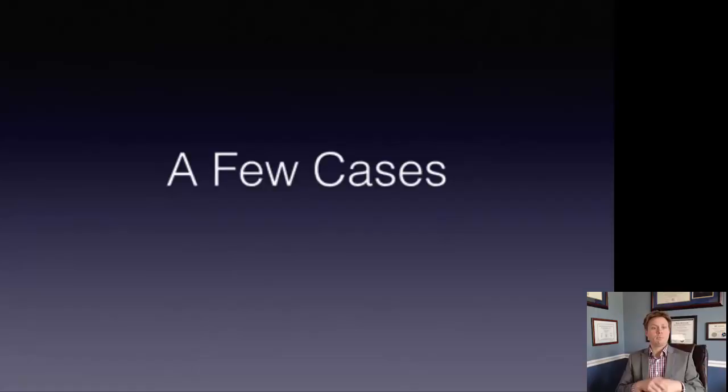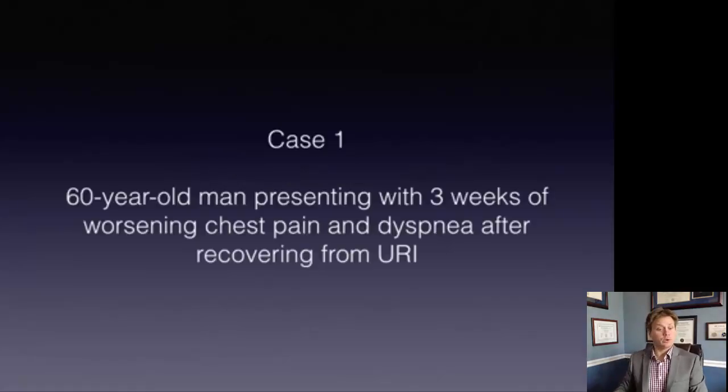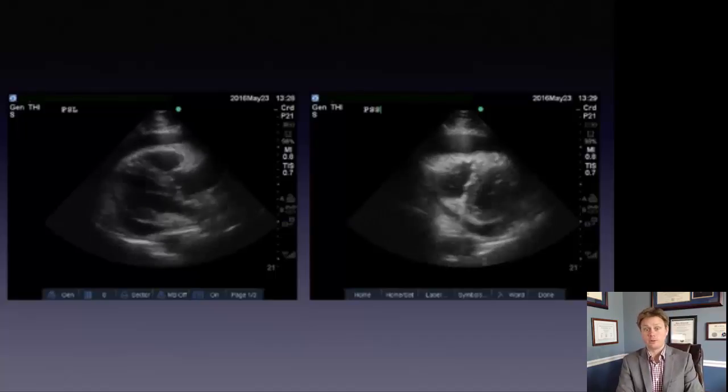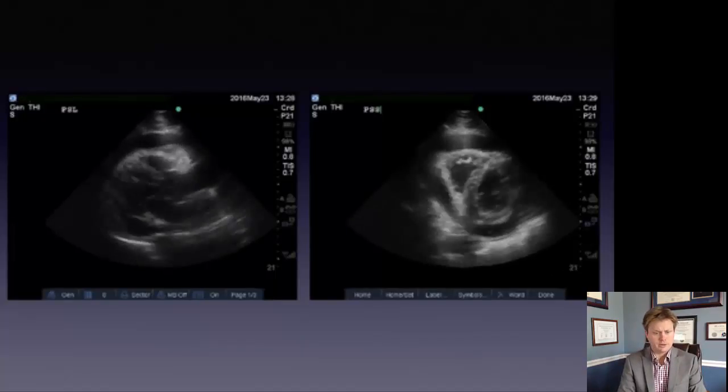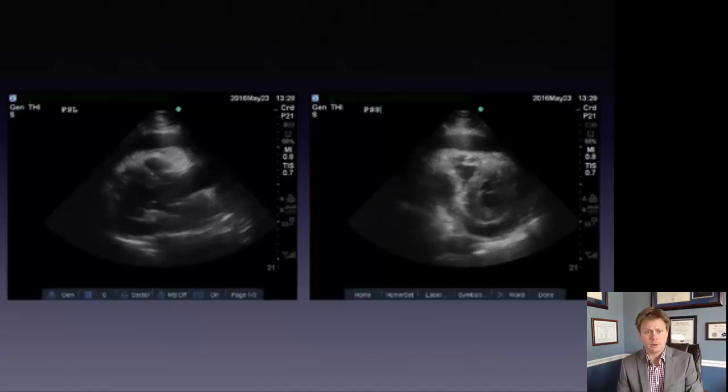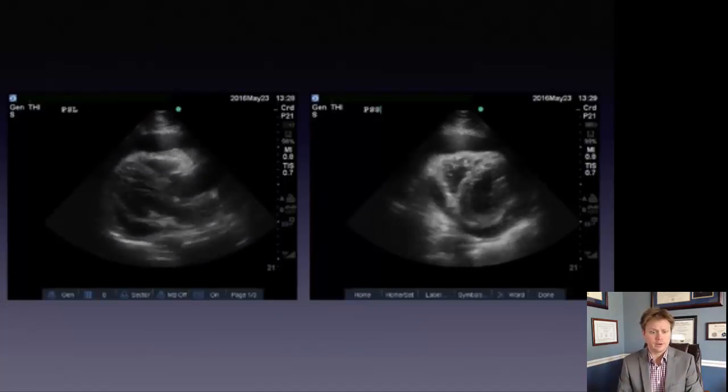All right, so just wrapping up with a few cases, because I know we've gone over a lot of material. Case 1 is a 60-year-old man presenting with 3 weeks of worsening chest pain and dyspnea after recovering from an upper respiratory infection. I did a quick bedside echo, and lo and behold, we actually see a large pericardial effusion. If I recall, this gentleman didn't really have any reason for it. I think it was just chalked up to pericarditis following this viral infection.